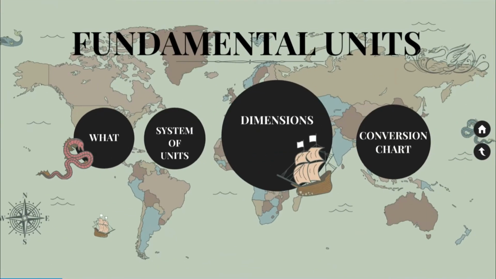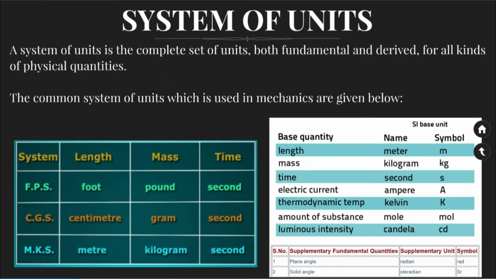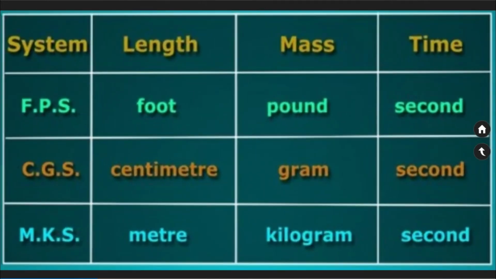Now we will see what a system of units is. There are 4 systems of units, namely FPS, CGS, MKS and SI. In the FPS system, the unit of length is foot, the unit of mass is pound, and the unit of time is second. In the CGS system, the unit of length is centimeter, the unit of mass is gram, and the unit of time is second. In the MKS system, the unit of length is meter, the unit of mass is kilogram, and the unit of time is second.